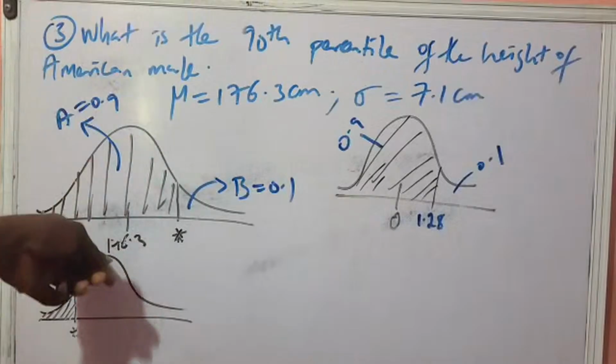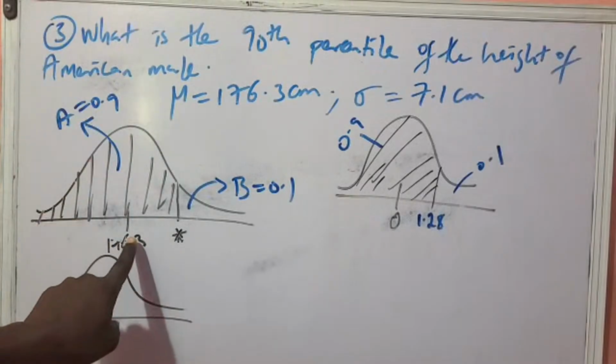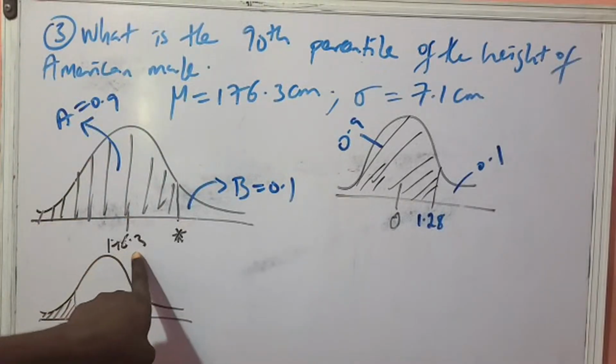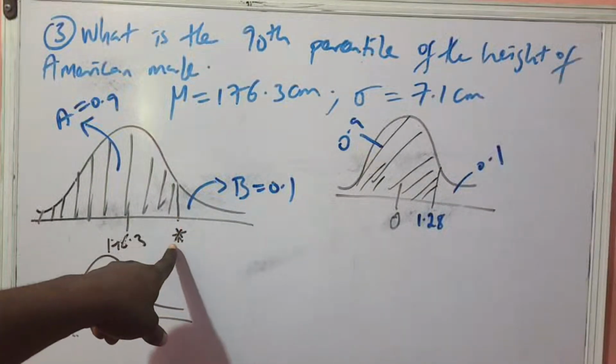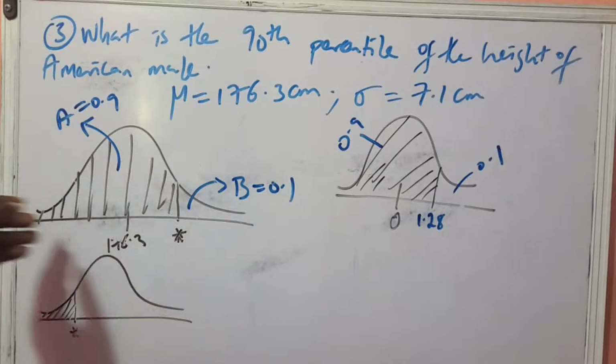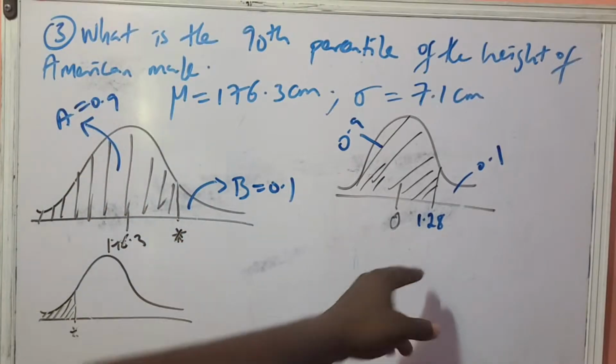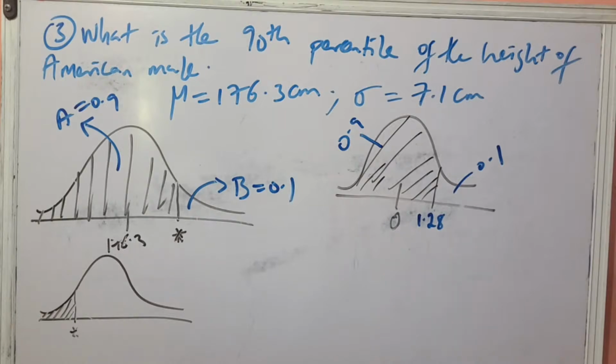More like the 50th percentile if you get that part. So the 90th percentile will be greater than 176.3. And that will be the height that you will say 90% of people are at exactly that mark or less than that mark. So 1.28 is just the z value. You have to now go on to find the corresponding x value, as I prefer to call it.